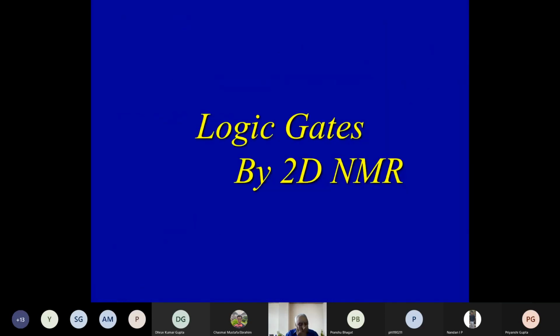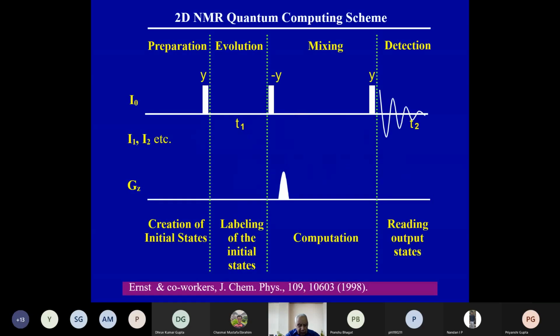Okay, of course, this was all doing one-dimensional NMR experiments. Richard Ernst mentioned in a paper in 1998 that for doing 2D experiments, he had created these names: preparation, evolution, mixing, and detection were the names given by Richard Ernst.